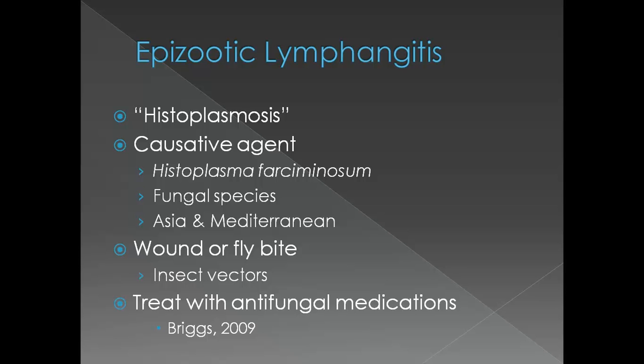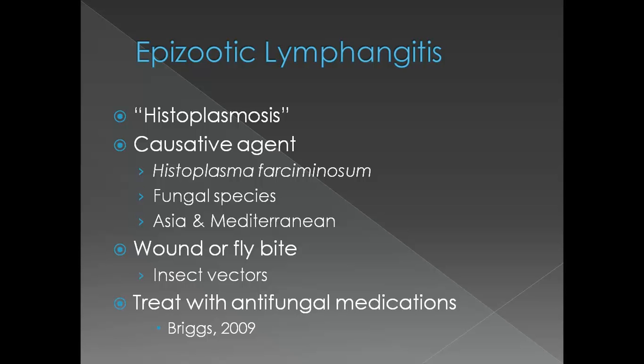The other type of lymphangitis that can cause lameness in horses is called epizootic lymphangitis, which is also known as histoplasmosis. This infection is caused by Histoplasma farciminosum, a fungal species, and is where the name histoplasmosis is derived. It is most often seen in areas of Asia and the Mediterranean.